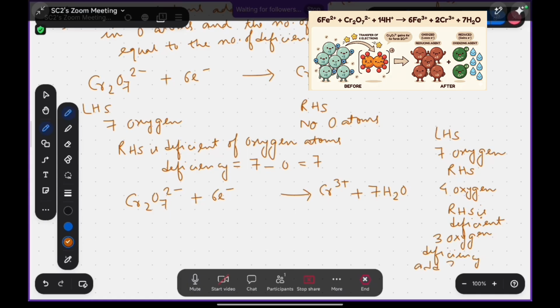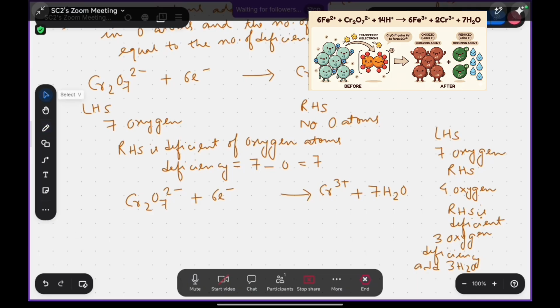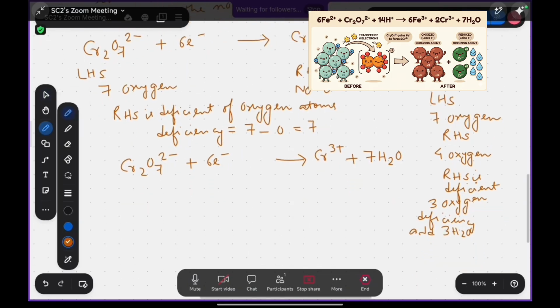Add 3H2O on the right hand side. This is a fundamental thing. Whichever side is having less oxygen, on that side water molecules have to be added. And how many will you add? The number of water molecules will be equal to the number of deficiency.